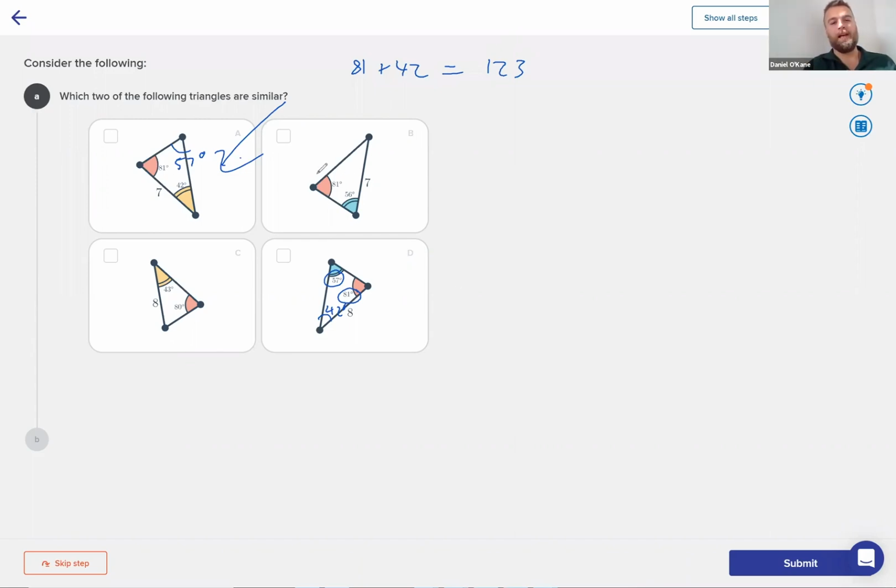If I come to the triangle B, 81 and 56, 81 plus 56 would make 137. So then that other angle would have to be 43.